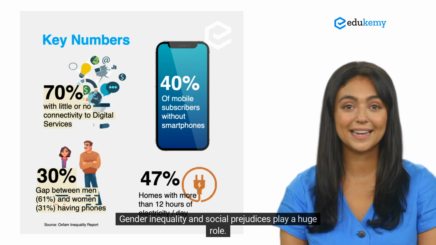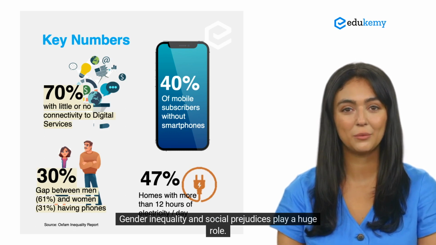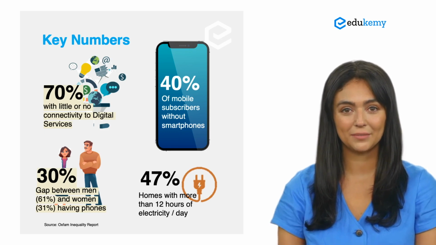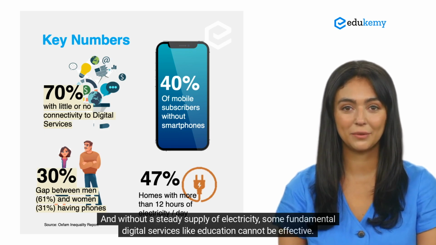Gender inequality and social prejudices play a huge role. There is significant discrepancy between men and women. And without a steady supply of electricity, some fundamental digital services like education cannot be effective.